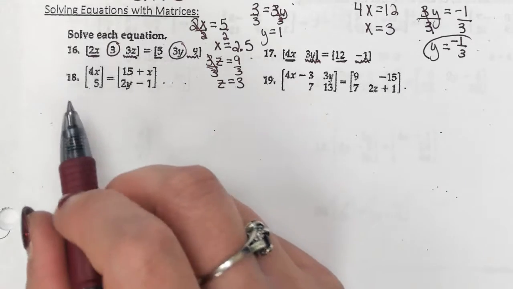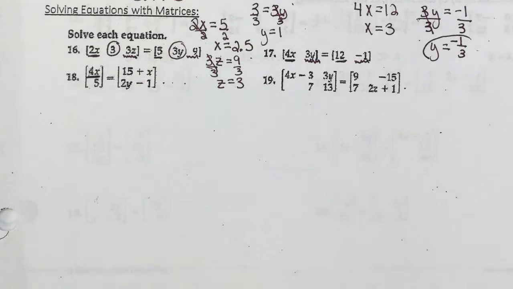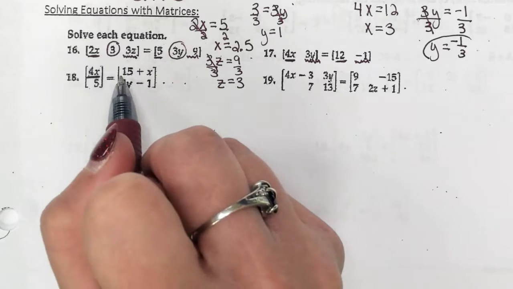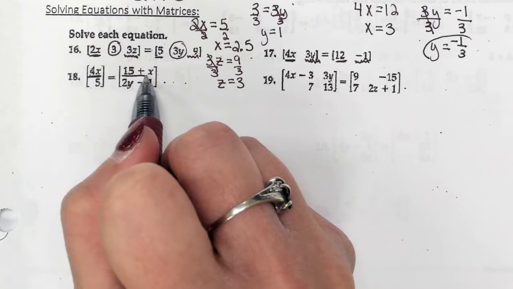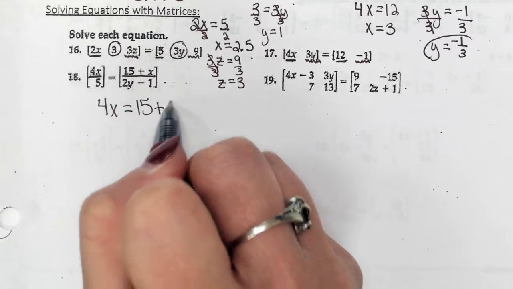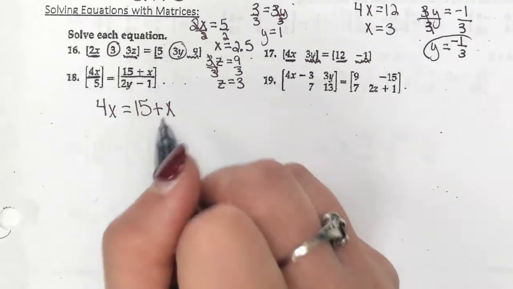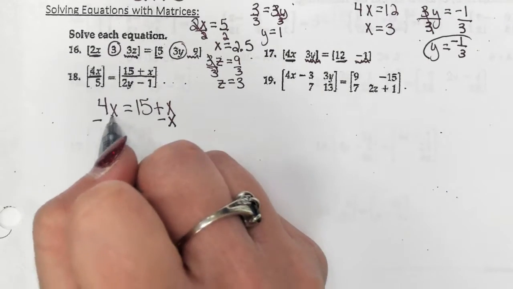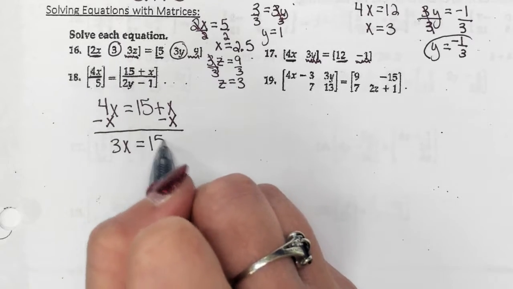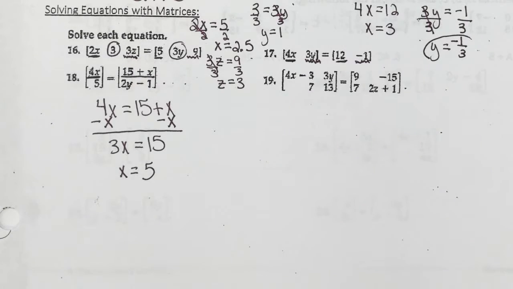All right, 18, here we go. So you've got 4x in the top row. What over here matches up with it? 15. You see how it's got a plus on? That means it's all together, 15 plus x. So 4x is equal to 15 plus x. All right, now how do I solve for x on this one? Subtract the x. Perfect. So what's 4x minus x? 3x. Divide by 3, and x equals 5. Perfect.